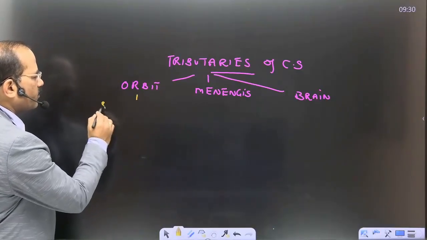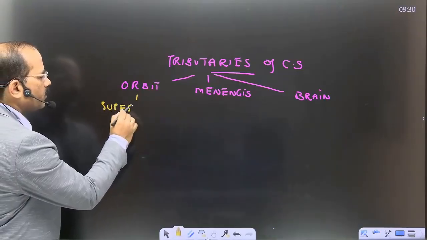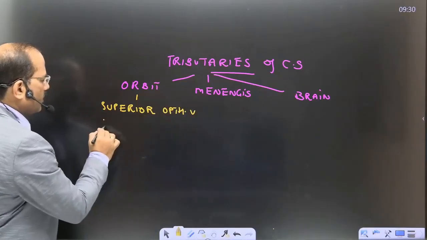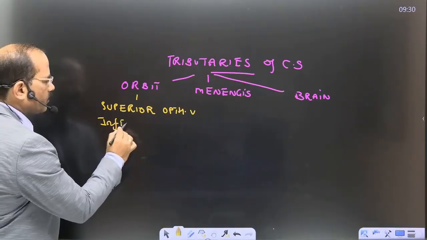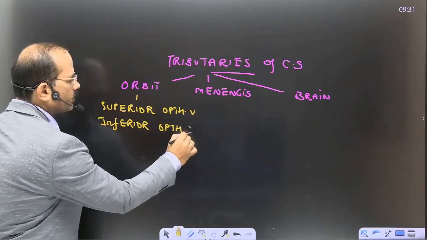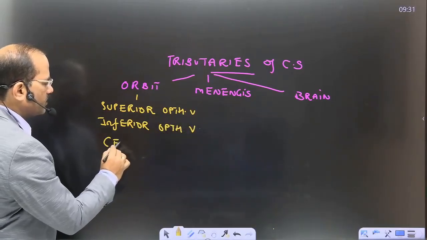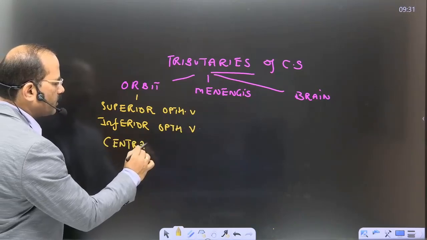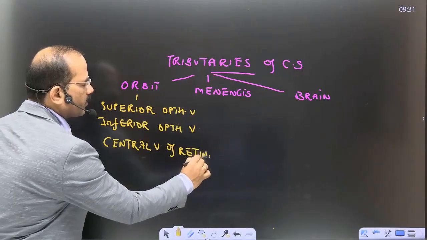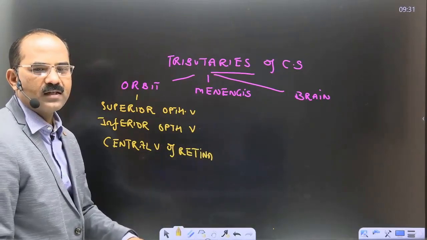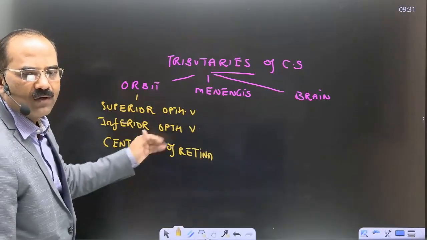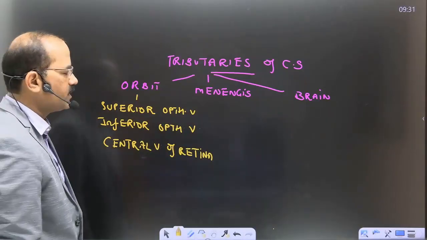From the orbit, the first vein is the superior ophthalmic vein. The second vein is the inferior ophthalmic vein, and the third is the central vein of retina. So you get MCQs on this, tributaries of cavernous sinus, draining channels of cavernous sinus. So that's the superior ophthalmic vein, inferior ophthalmic vein, and the central vein of retina.